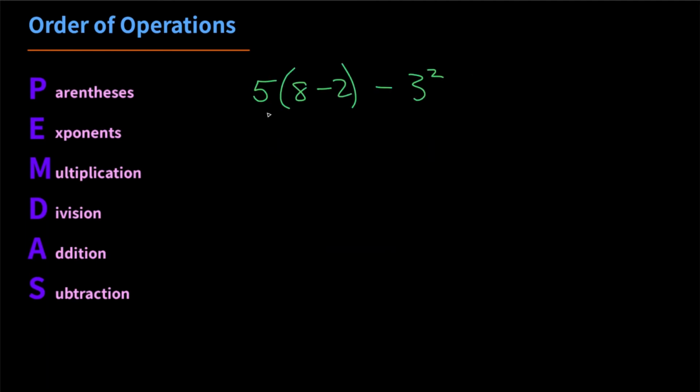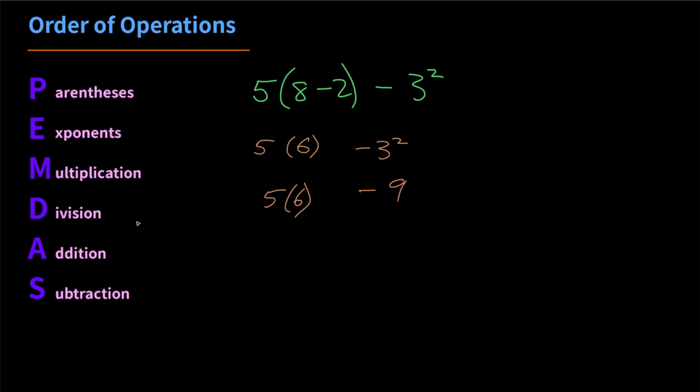This expression is read as 5 times the quantity 8 minus 2, and we have minus 3 squared. Starting with parentheses, let's simplify this parentheses right here. 8 minus 2 is 6. Just keep the parentheses for now. Next in the list, we have exponents. We see over here, we have this 3 squared. 3 squared is 9. We can simplify this to minus 9. And we still have 5 times 6.